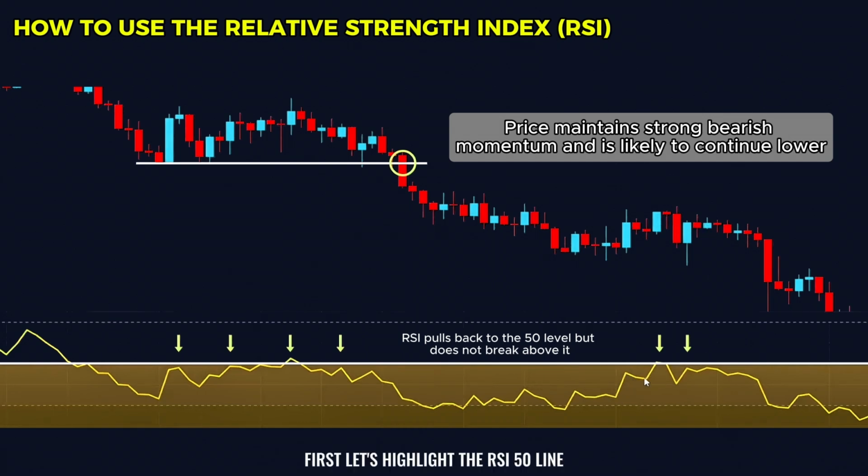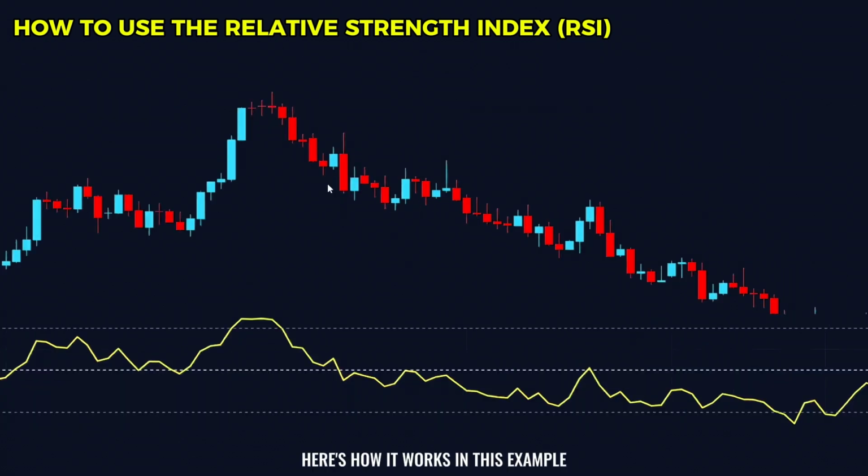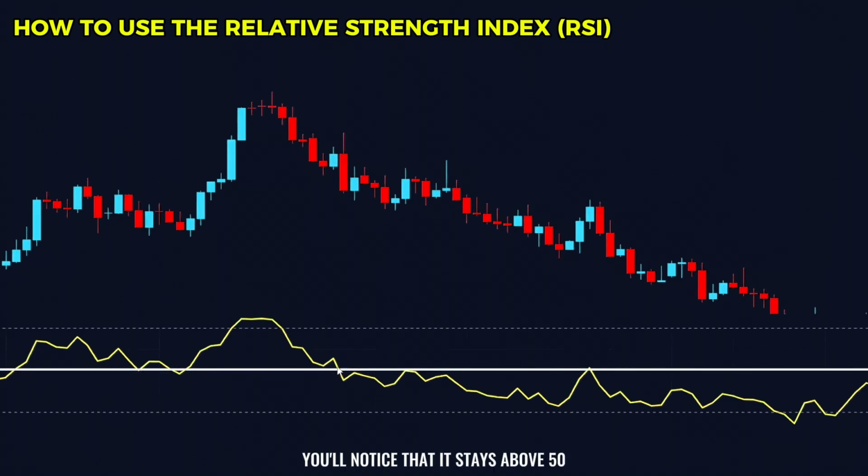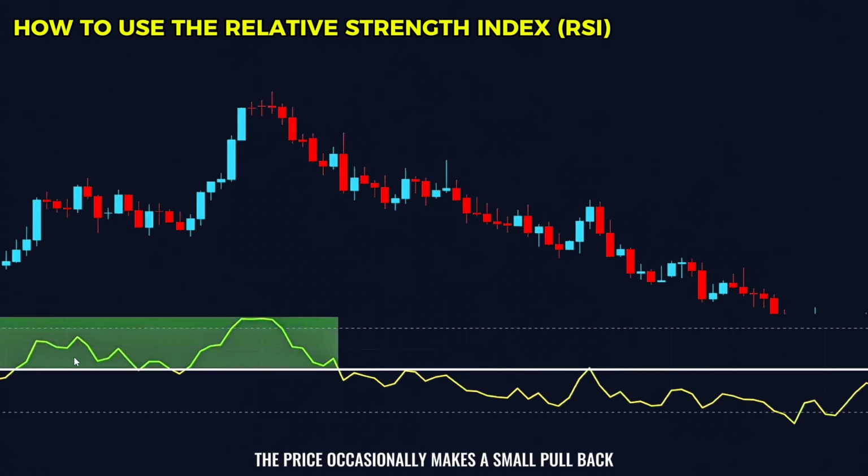First, let's highlight the RSI 50 line. This line is the key to the entire strategy. Here's how it works. In this example, the market is in an uptrend. If you look at the RSI, you'll notice that it stays above 50 for most of the trend. As the trend continues, the price occasionally makes a small pullback. Whenever that happens, the RSI pulls back toward the 50 line.